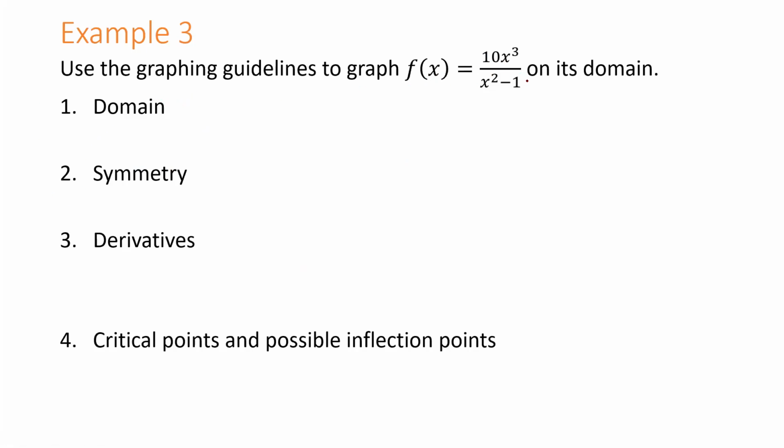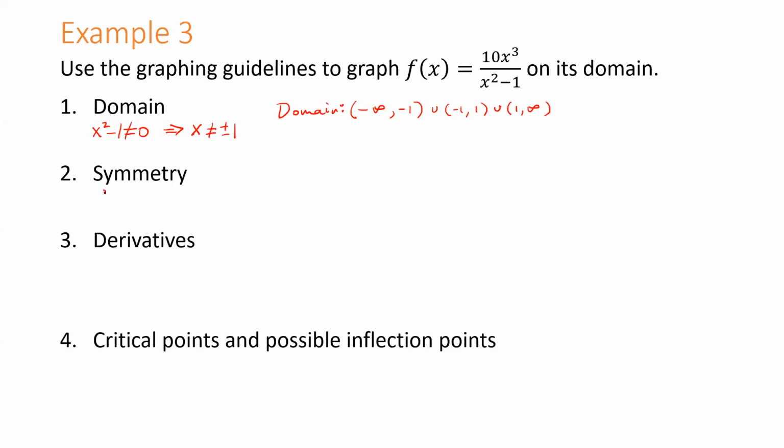Notice that in this case, our domain has some restrictions because we have x squared minus 1 in the denominator. So we know that x squared minus 1 should not equal 0. So therefore, x cannot equal plus or minus 1. So therefore, the domain will be only values excluding negative 1 and positive 1.